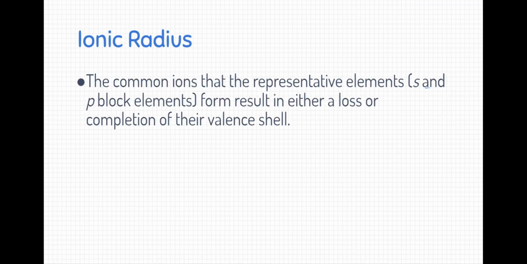The common ions for the elements in the S and P block, which are the elements that are often referred to as the representative elements. So basically, not the F block and not the transition metals. The most common ions almost always result in a loss of a complete valence shell or the completion of a complete valence shell. And you've learned that in earlier grades that like our example, magnesium forms a 2 plus ion because it has 2 valence electrons, and that results in a stable complete valence shell.